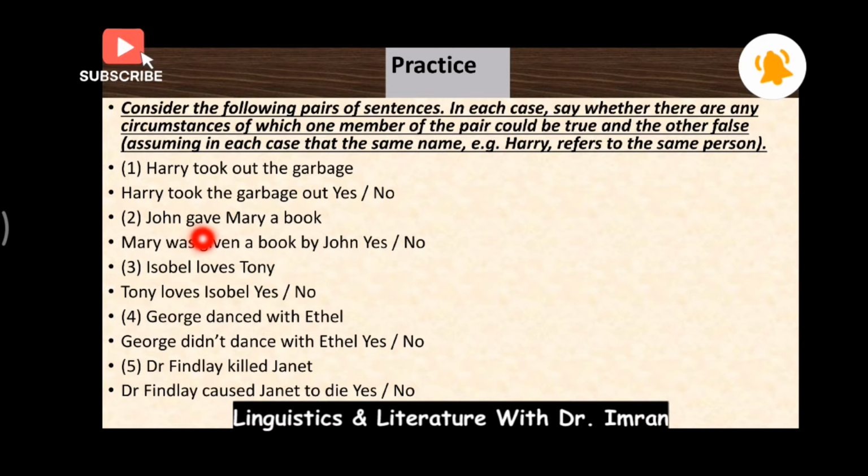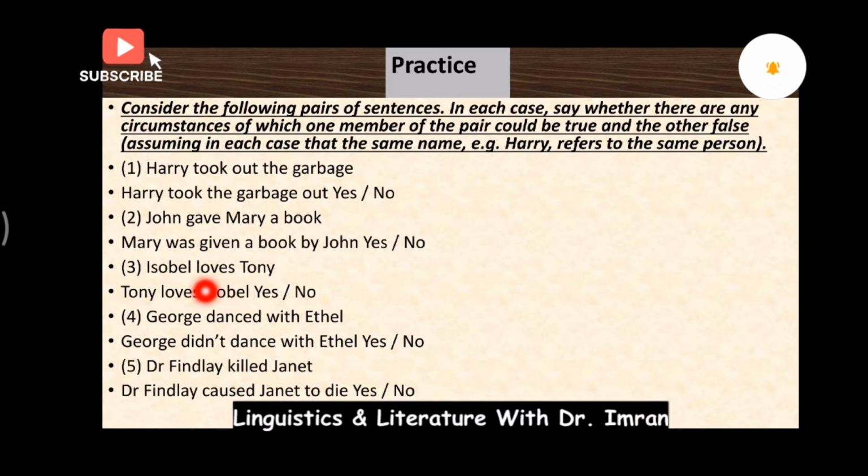Second, John gave Mary a book, and Mary was given a book by John. Again, no, because both of these sentences express the same proposition. It is not that one is true and the other is false.